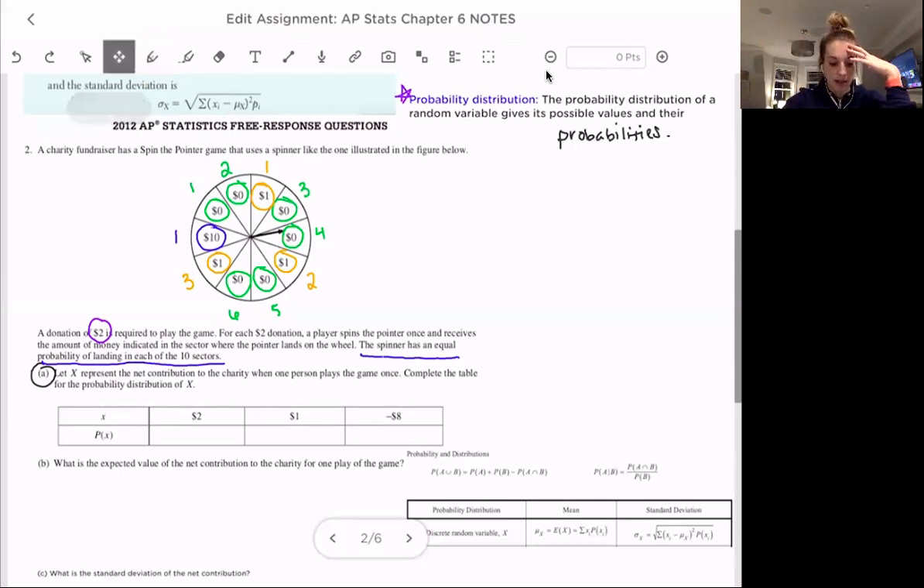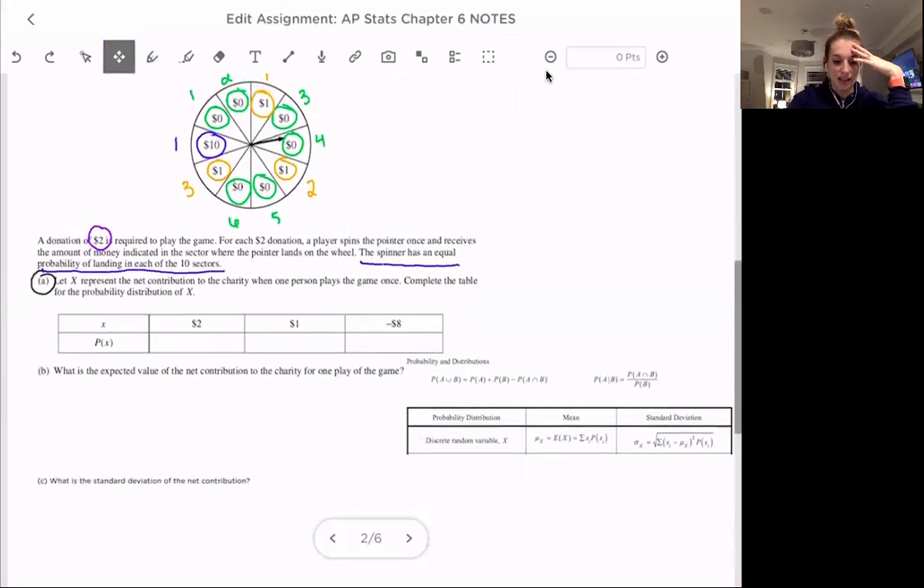So part A, let X represent the net contribution to the charity. Okay, that's really critical there. X is our random variable. It will represent the net contribution to the charity. So in this probability table, when we're looking at X and we're looking at these 3 values, this is from the perspective of the charity, not you as the player, but the charity itself, all right? So consider yourself right now. You're not a player of this game. You are running this game. You work for the charity, all right? And your goal is to pocket as much money as possible.